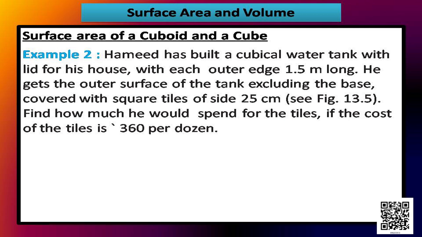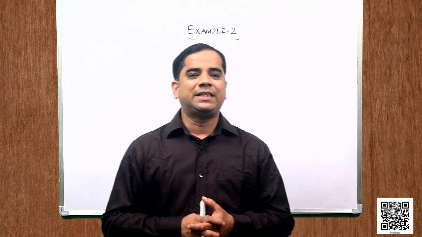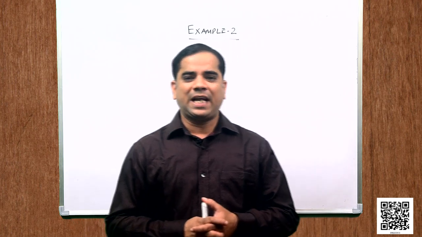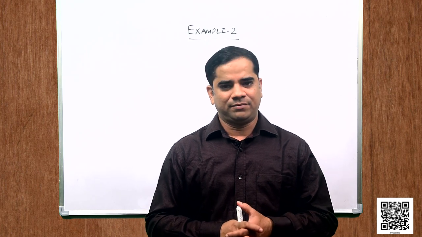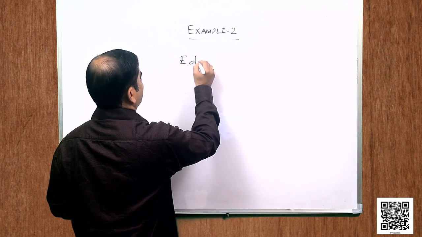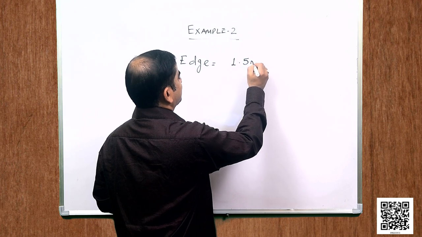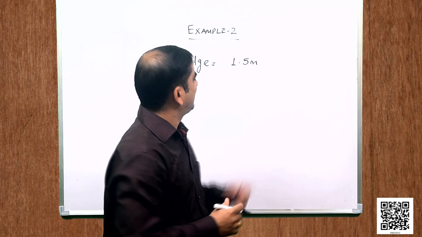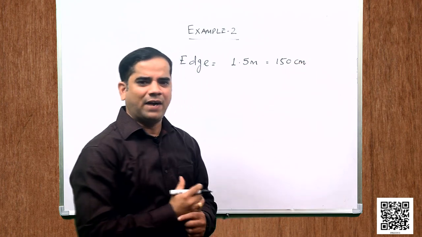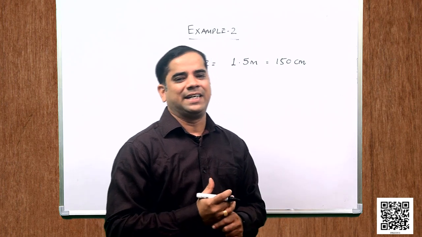Okay, students, since Hamid is getting the 5 outer faces of the tank covered with tiles, he would need to know the surface area of the tank to decide on the number of tiles required. So, what are the given data? Edge of the cubical tank, the edge is 1.5 meter. Fine. So, for convenience, let us convert this into centimeters. So, it is 150 centimeter. That means the side of the cube is 150 centimeter.